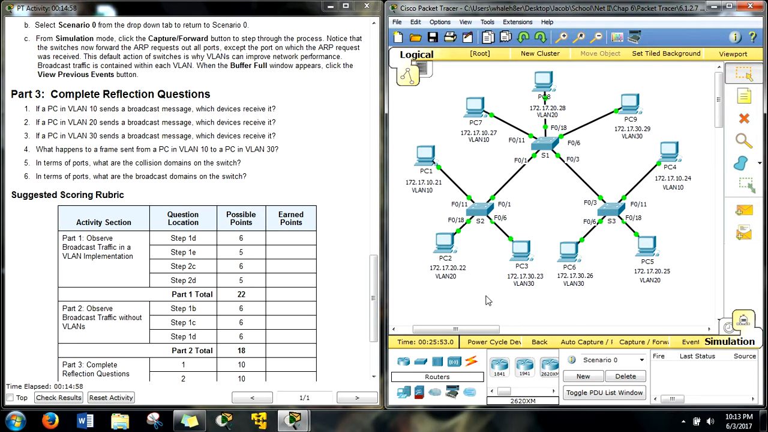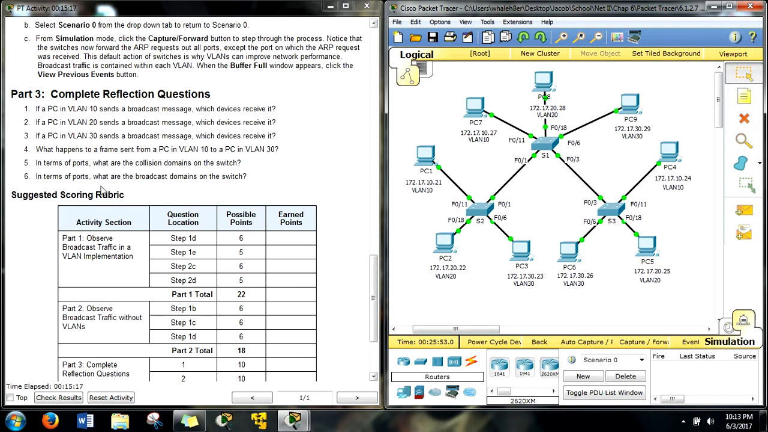In terms of ports, what are the collision domains on the switch? Now, collision domains are broken up by switches. So every port is its own collision domain. So this is one collision domain for this switch, as is this one, and lastly this one. Those are all collision domains, and they are separated by that switch.